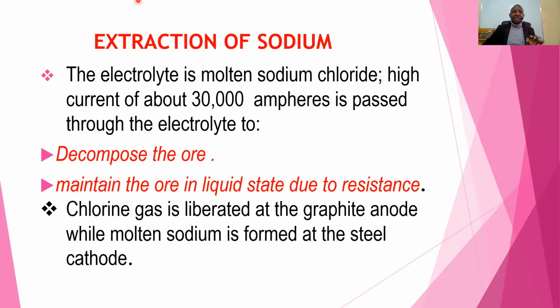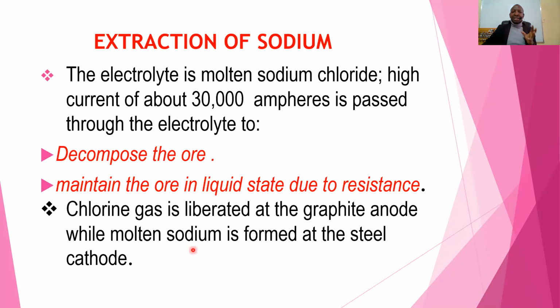The electrolyte for the extraction is molten sodium chloride. A high current of 30,000 amperes is passed through the electrolyte to decompose the ore and to maintain the ore in liquid state due to resistance. So you can be told, normally we use between 30 to 40,000 amperes passed through there, and that is the current passed through the electrolyte. The role of the high current is to decompose the ore and maintain it in liquid state.